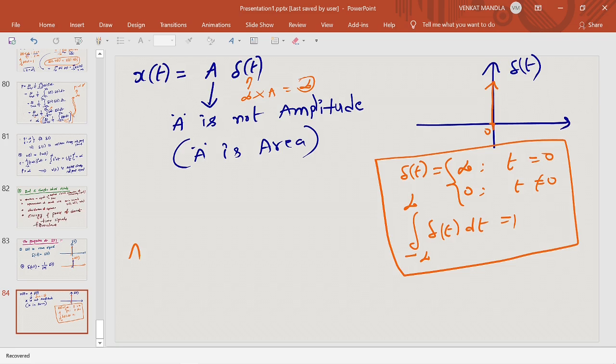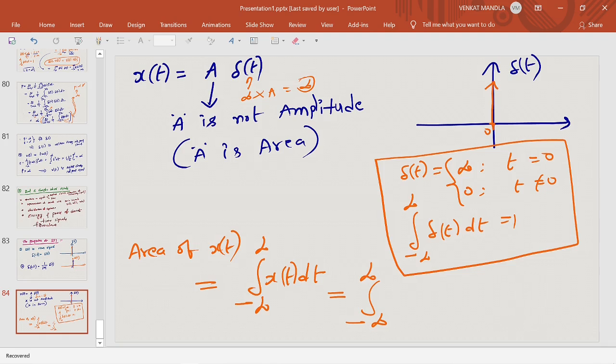Calculate the area of x of t, equal to the integral from minus infinity to plus infinity of x of t dt. That is the calculation of area. What is x of t? A times del of t, so that equals a into the integral from minus infinity to plus infinity of del of t dt. The integral of del of t dt is 1, so that is a into 1 equal to a. This is the area of x of t. We got a. So a is not amplitude, a is area.